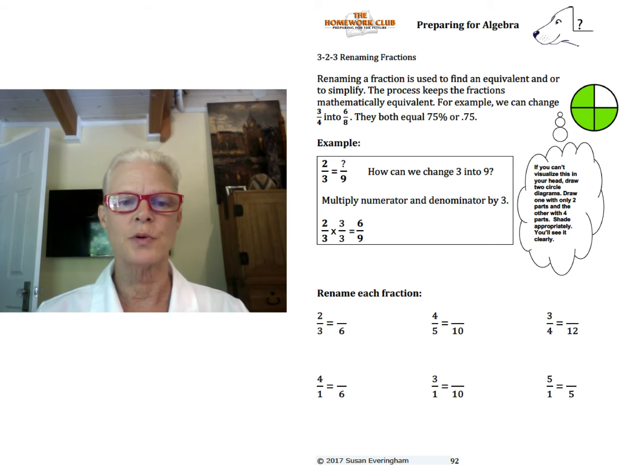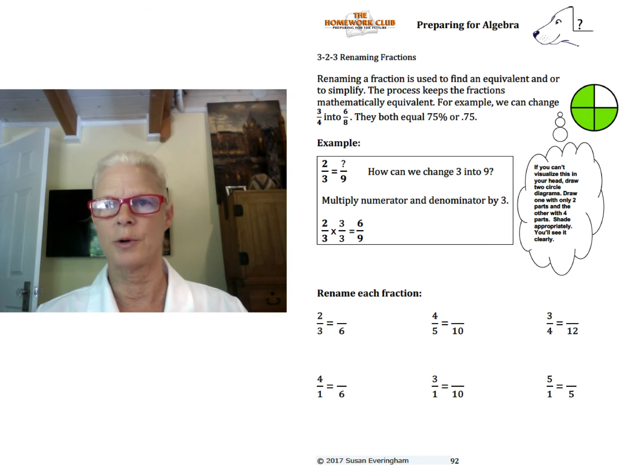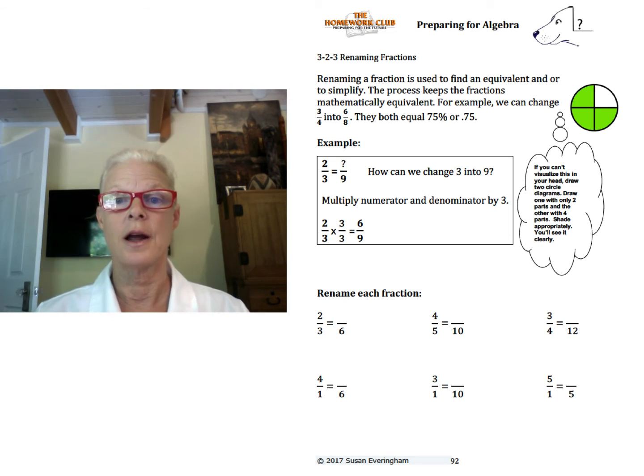Okay, so I want you to rename each of these fractions. Let's look at 3/4 equals something over 12. So 4 times what number is 12? And you do the same thing with the 3. So 3 times 3 is 9. 4 times 3 is 12. We're going to get into the meaning behind 3 divided by 3 in a minute, and how important that number 1 is.